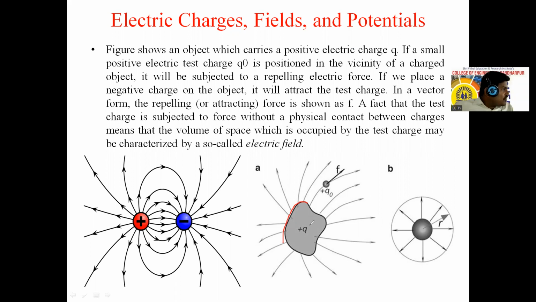Object काय करते, तो positive charge carry करते. Object having any shape, right? So that it is drawn like this. It is having any shape. It will carry a positive charge. If a small positive electric test charge Q0 is positioned in the vicinity of the charged object, right?